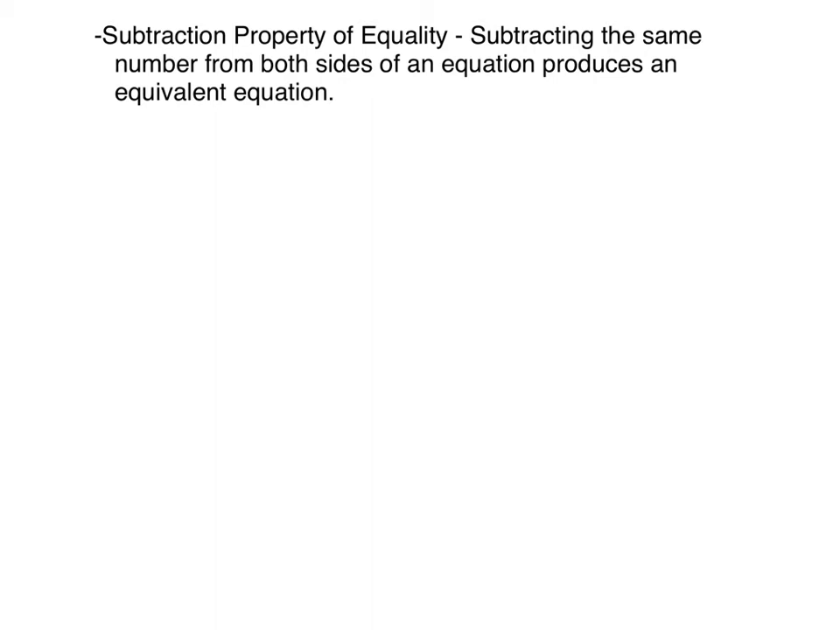The subtraction property of equality works very similarly to the addition property of equality. If we subtract the same number from both sides of an equation, it produces an equivalent equation. So same thing, if I start with a equals b, and I subtract a number from both sides, let's say I do a minus 7, it's still going to be equal to b minus 7 as long as I'm subtracting that 7 from both sides.